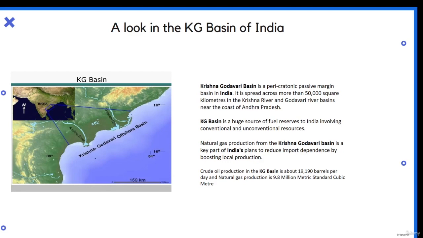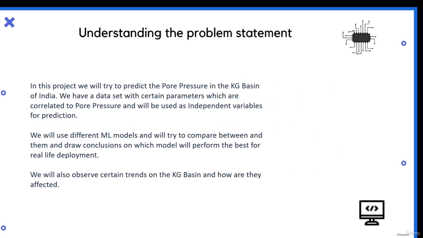So now let us understand the basic problem statement. In this project, we will try to predict the pore pressure in the KG basin of India. We have a data set with certain parameters. Basically, we have the data of different wells. A well is basically the place where you dig to extract oil. The one place which I dig is known as one well.